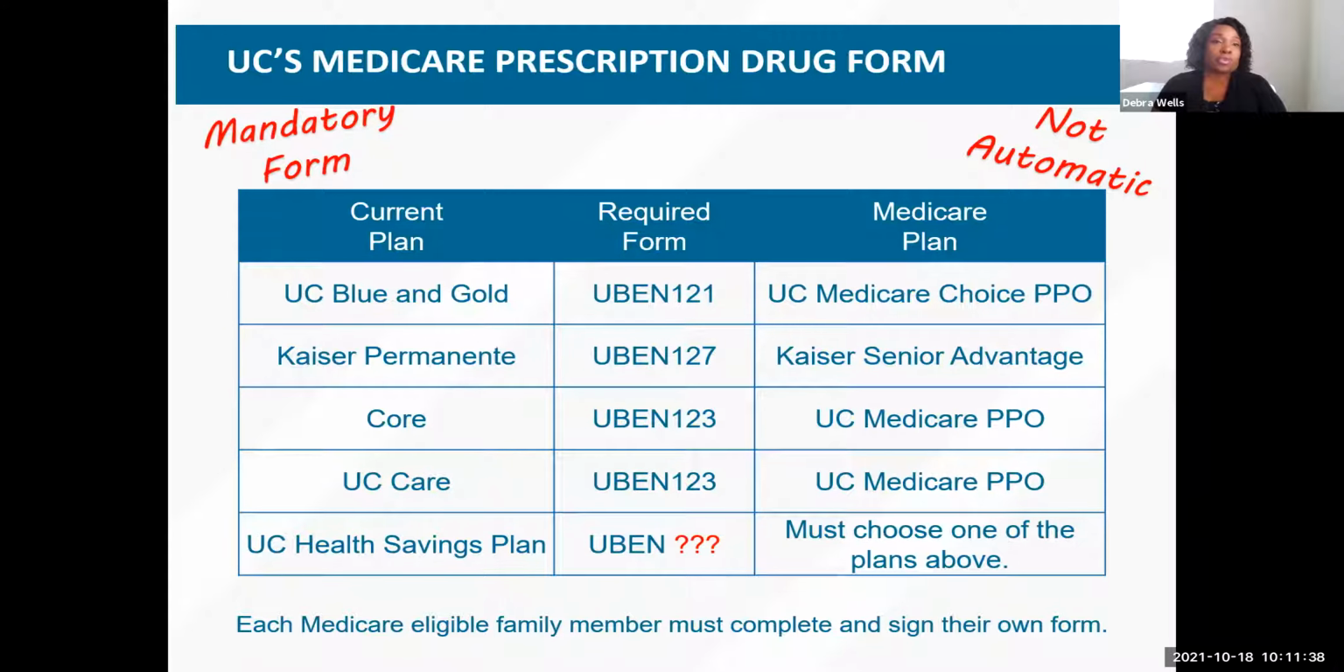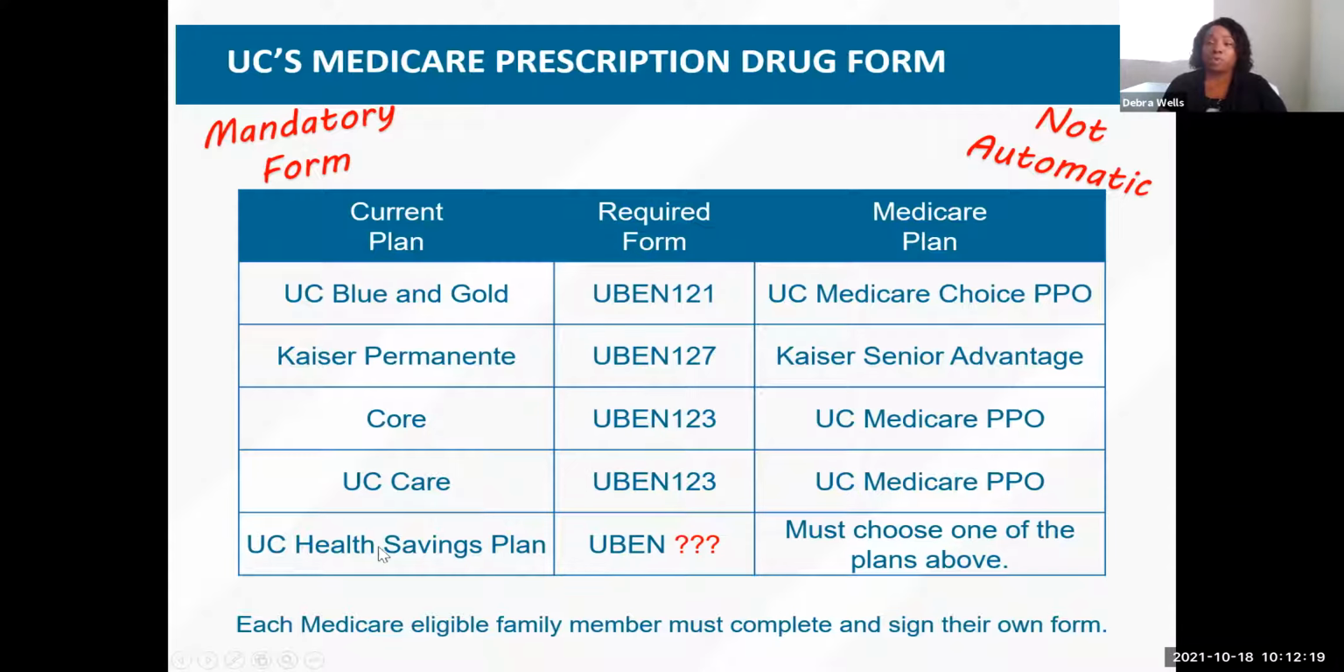UC's Medicare prescription drug form. I want to go over the different Medicare forms and when you need to complete them. This is a mandatory process and it is not automatic. You must take action, you or your family member that's aging into Medicare. So whatever plan you have on the left will determine which Medicare form you will need to complete. After you complete this form and you upload it to UC Raise or you fax it or mail it to RASC, then you'll be enrolled in the Medicare plan listed on the right.